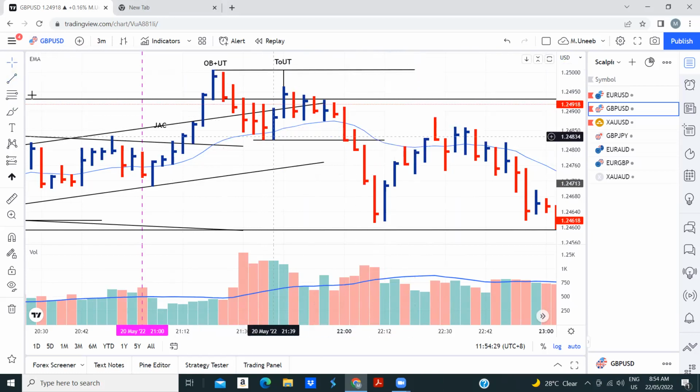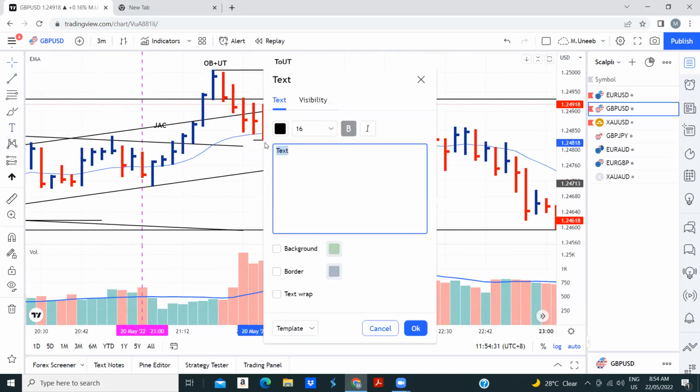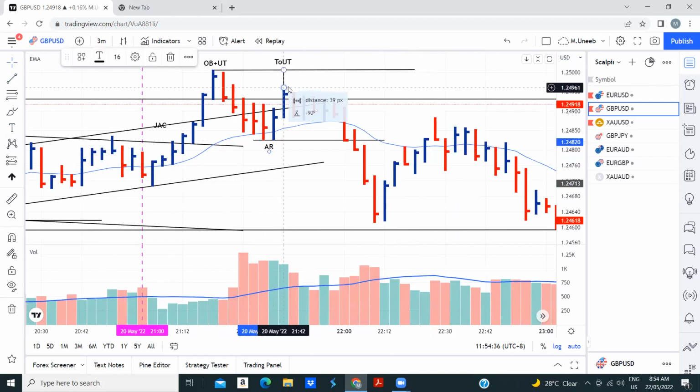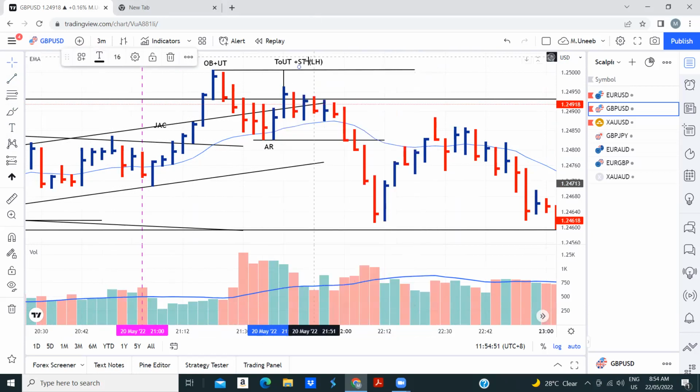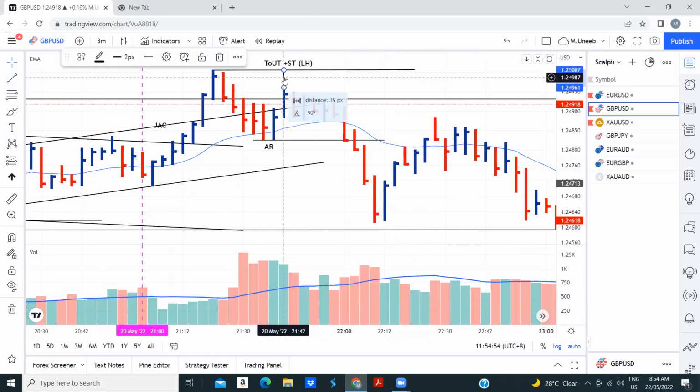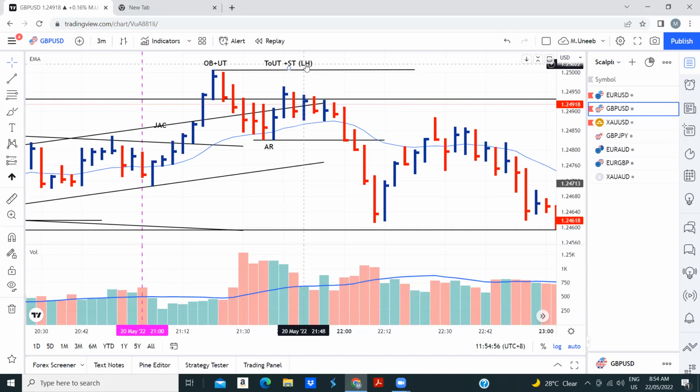And of course, this one would be what? Automatic reaction, right? And this one would be the test of the upthrust, plus this one would also be a secondary test. And this secondary test has what? A lower high. Yeah, this has a lower high characteristic. So this is a test of the upthrust plus a secondary test having a lower high. This one. Got it?